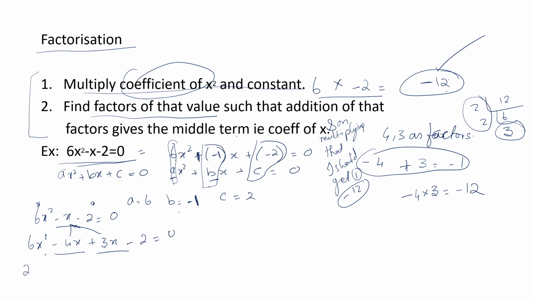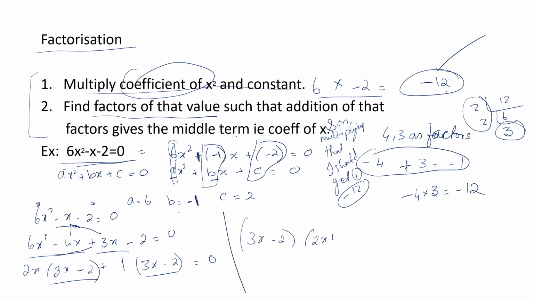So now I have to take common among these two, 2x and 3x minus 2. This should be kept same here also, 3x minus 2, plus what is remaining here, 1. Okay, 1 into 3x minus 2 equal to 0. So it will become 3x minus 2, I can take common outside, and 2x plus 1 common from the first one and second one, right, equal to 0.